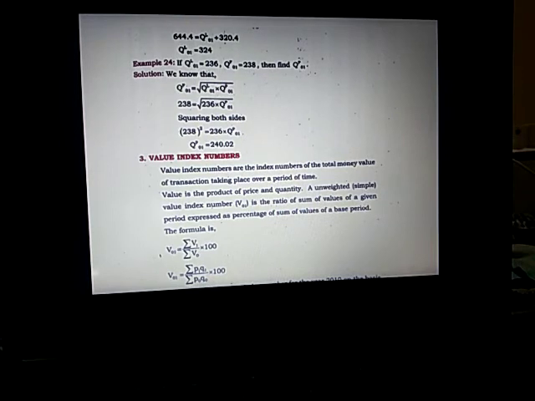So the formula to calculate the value index number, there is only one formula, that is V01 is summation V1 divided by summation V0 into 100. So V here is nothing but the value of the product, and value of the product is nothing but price into quantity. So this formula again reduces to summation P1 Q1 divided by summation P0 Q0 into 100.